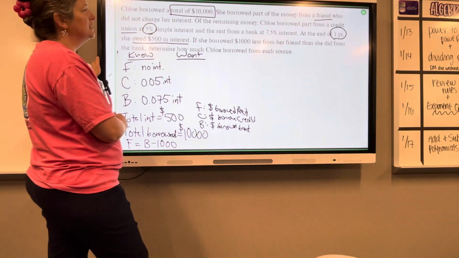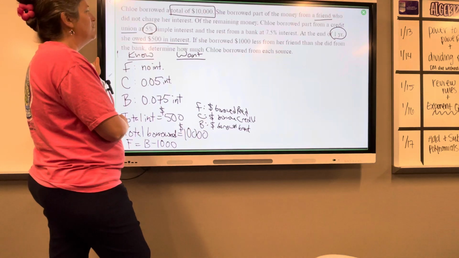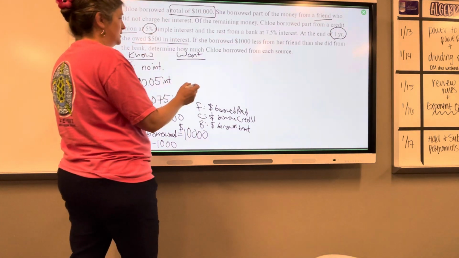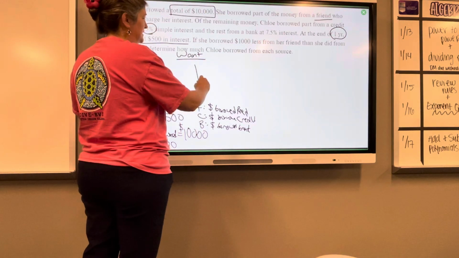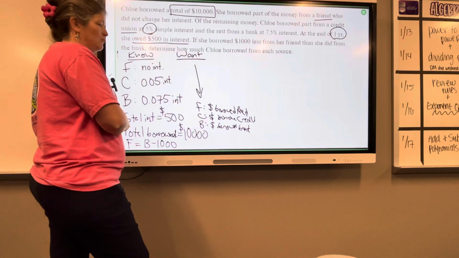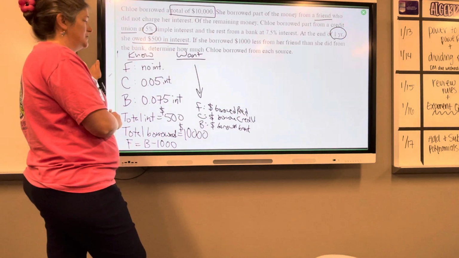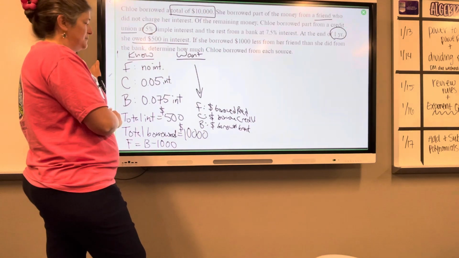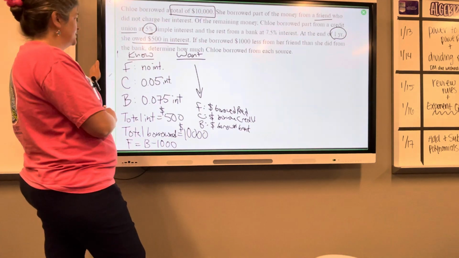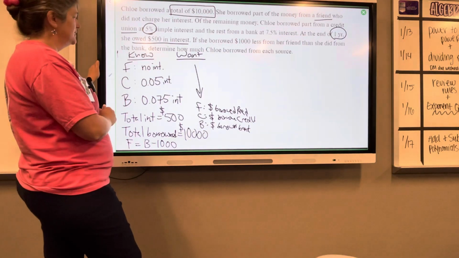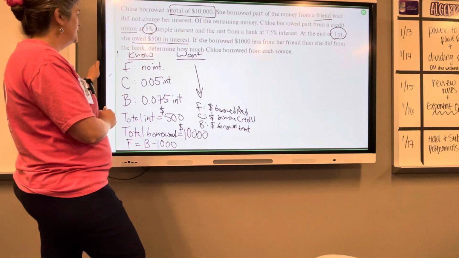So what do we want? How much Chloe borrowed from each source? So actually, this is what we wanted. We wanted what is F, what is C, and what is B? How much was borrowed? So once we find F, C, and B, we'll know the answer. Great. So let's set up an equation.